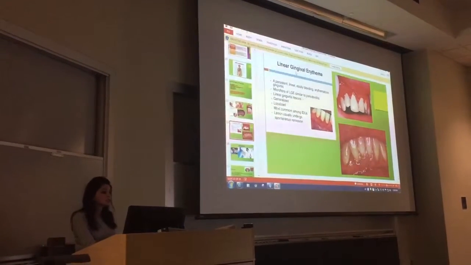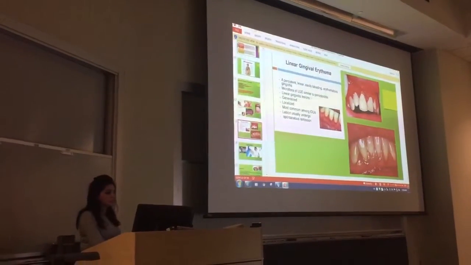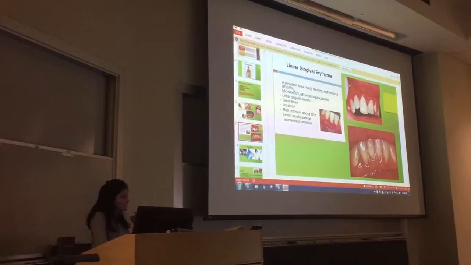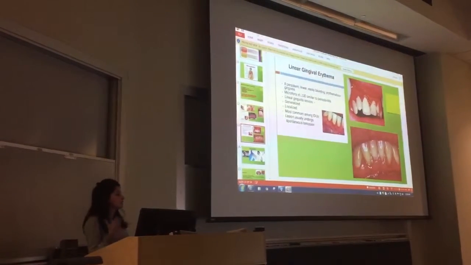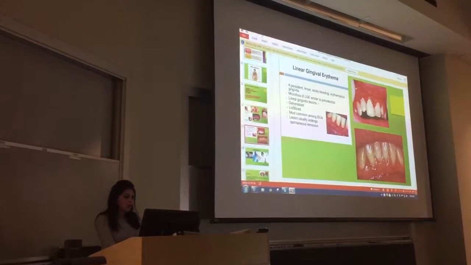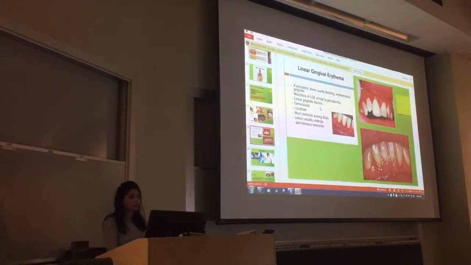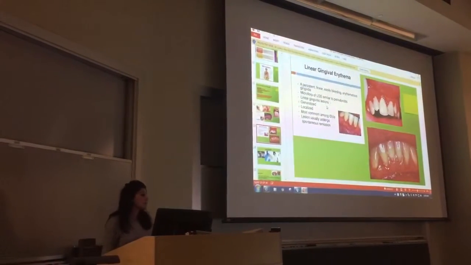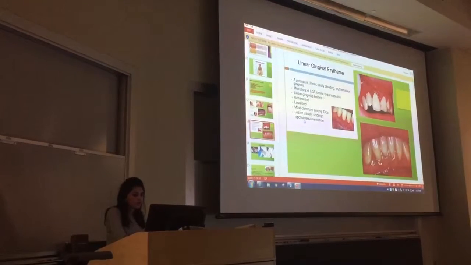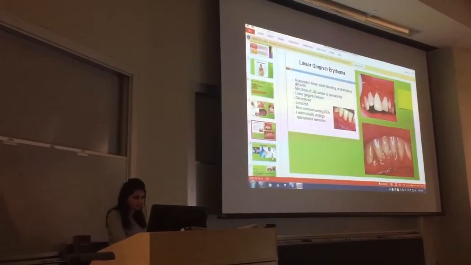And then this is linear gingival erythema. Basically, it's a persistent linear erythematous border around the gum line. They easily bleed, so if you're probing, they'll easily bleed. They're linear gingivitis lesions. They're generalized. Some can be localized, and they're most common. And then lesions usually undergo spontaneous remission.